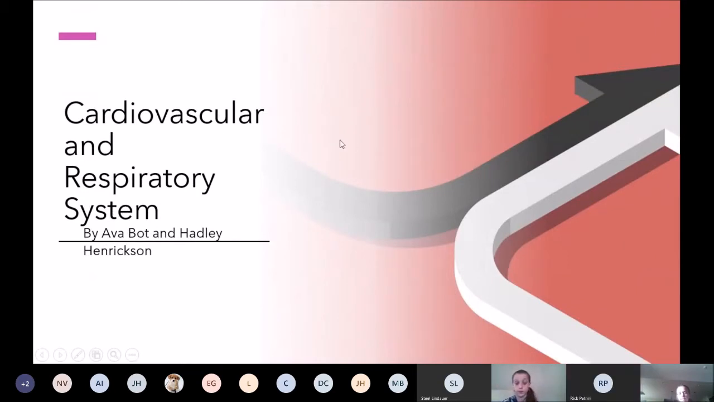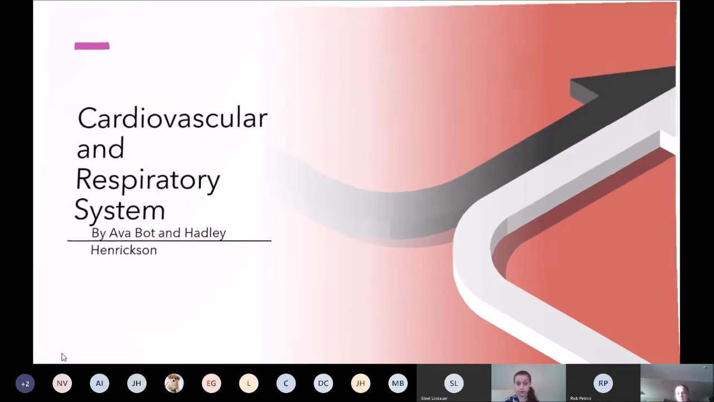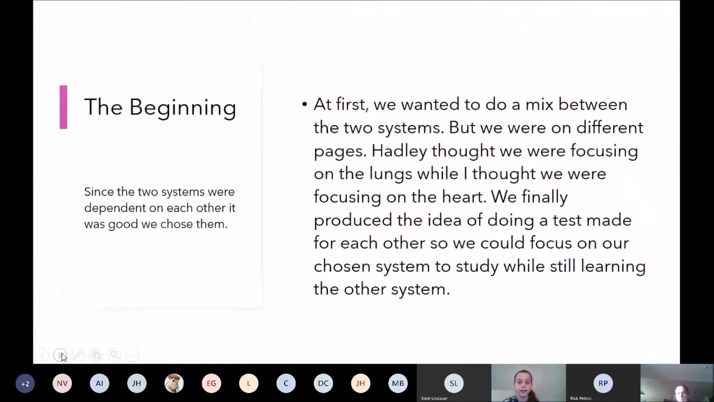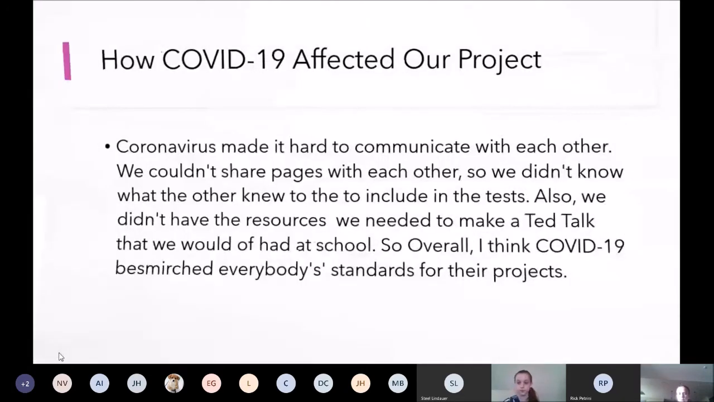So we did our project on the cardiovascular and respiratory system. At first we wanted to do a mix between the two systems, but we were not on the same page. Hadley thought we were focusing on the lungs, while I thought we were focusing on the heart. We finally produced the idea of doing a test made for each other so we could focus on our chosen system to study while still learning about the other one.